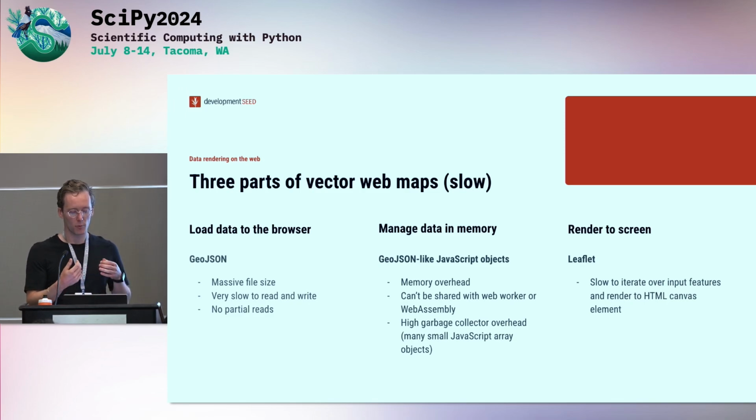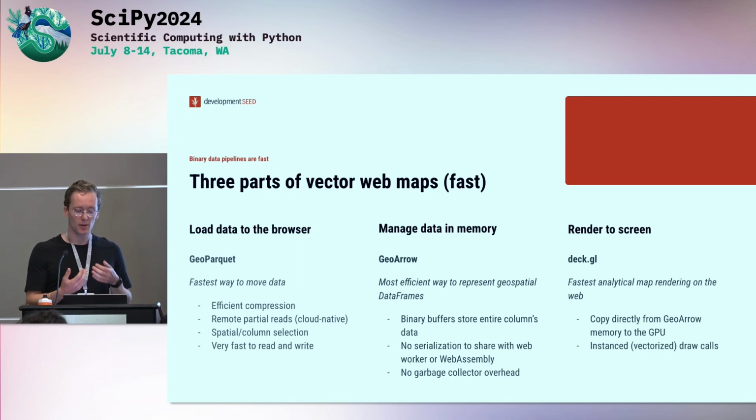When you're parsing GeoJSON, you have to parse into these JavaScript-like JSON objects. That has a lot of memory overhead. There's a lot of performance overhead on the JavaScript side with creating and destructing all of these tiny objects. It can't be shared with web workers or WebAssembly. It has to be, again, coerced into a different format if you want to send it to the GPU or something like that. And then Leaflet has to iterate over all of these small JavaScript objects, render them each individually using, in its case, HTML canvas, and that's pretty slow.